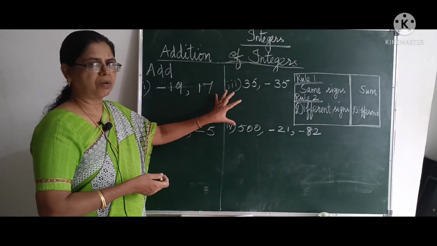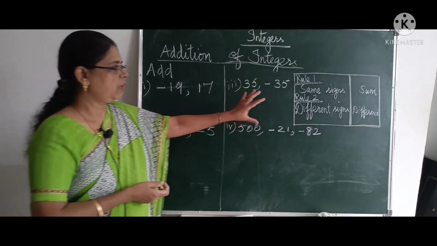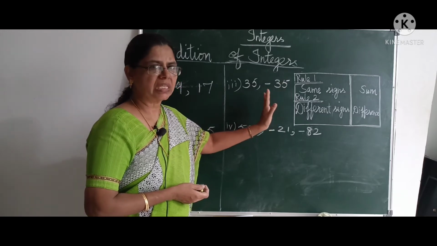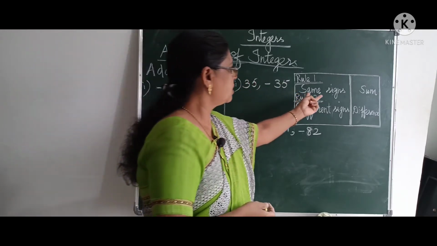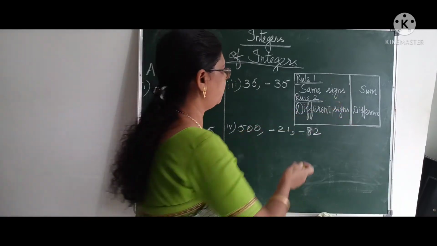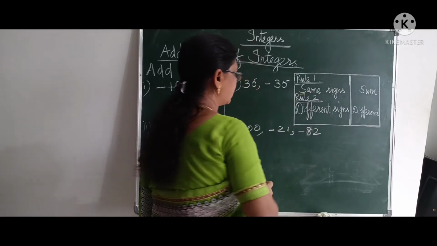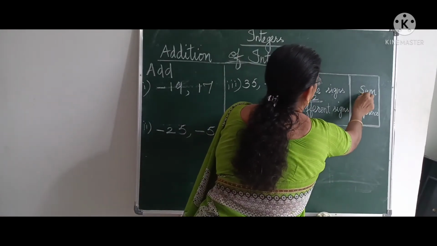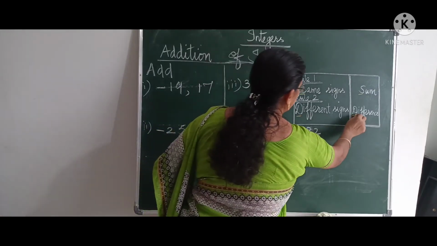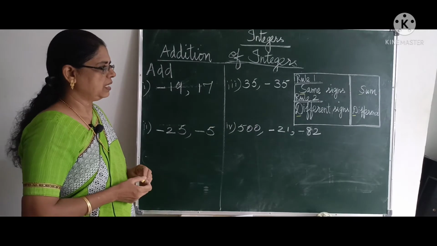So when we solve addition of integers, we are going to follow two rules. So you can remember those two rules in simple way. So same signs, sum, different signs, difference. So when you add two integers with same signs, remember sum. Different signs, integers with different signs, you have to find out the difference.